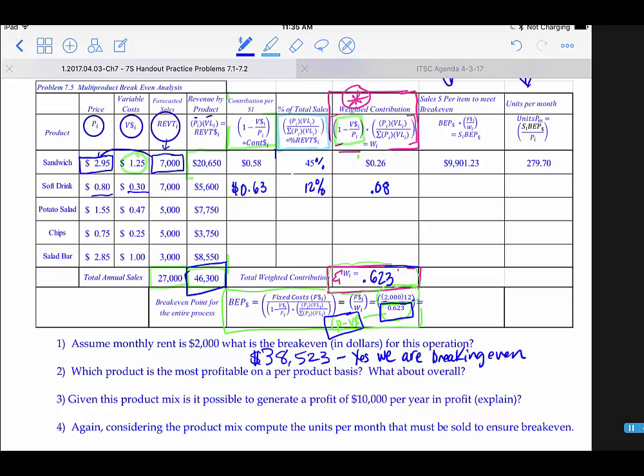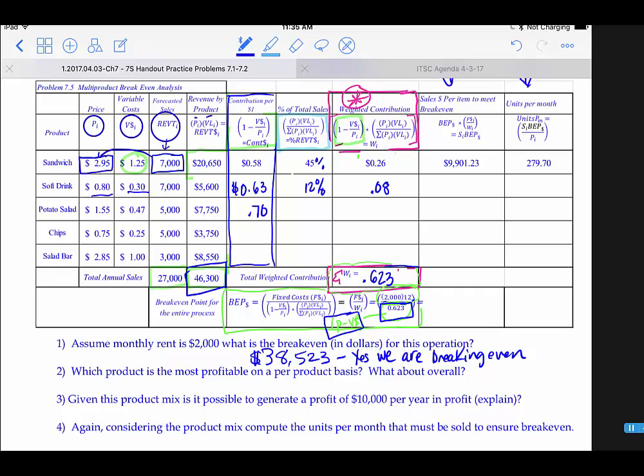Now, to answer the next question, which product is the most profitable on a per product basis? Remember, we're going to use this column right here for that, and we're going to take the one that has the highest number in this column. So of these two, it's this one, but that is not actually the highest. The highest overall is the next one at 0.7. This one here, the potato salad.